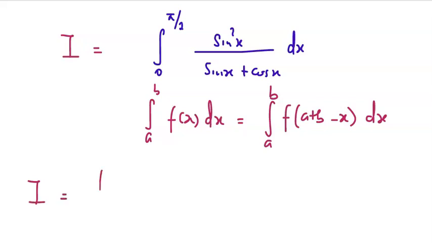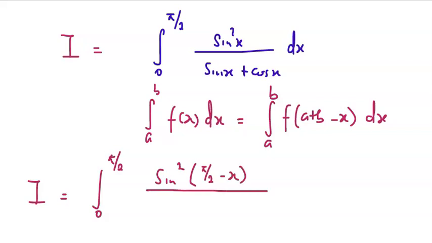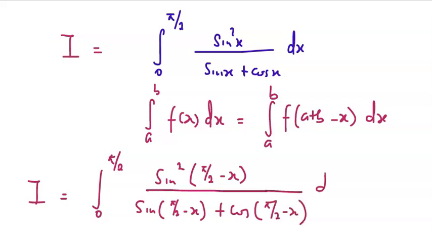So our I is going to be the integral from 0 to pi by 2. So we're going to have the sine squared of pi by 2 minus x, right? Then divided by the sine of pi by 2 minus x plus the cosine of pi by 2 minus x. And then we have our dx.